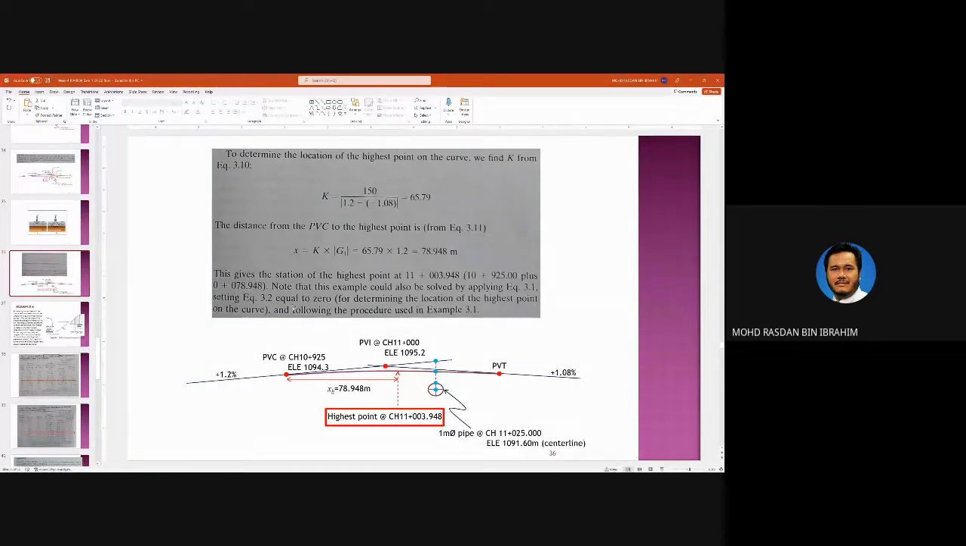It's okay, the question doesn't ask for the elevation, it only asks for the distance. If you want to solve for the elevation of the highest point, you need to substitute X equals this into the parabolic equation just now.